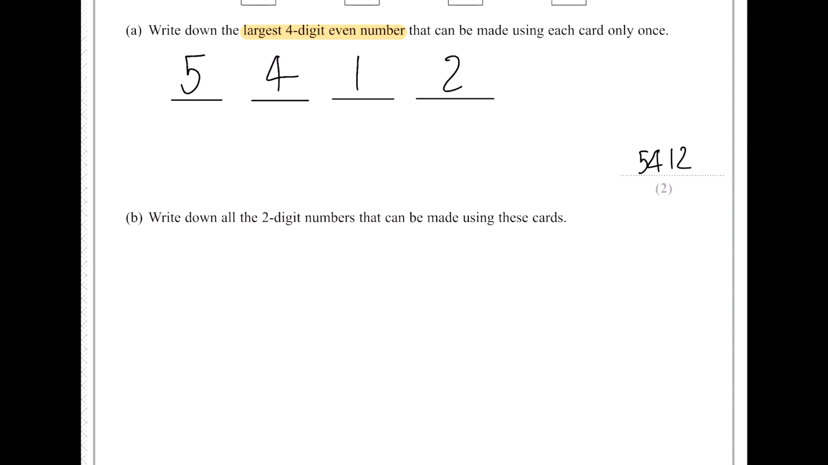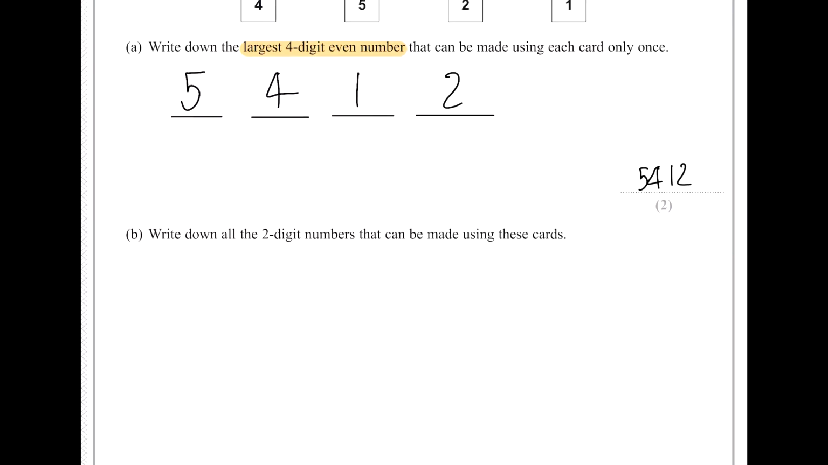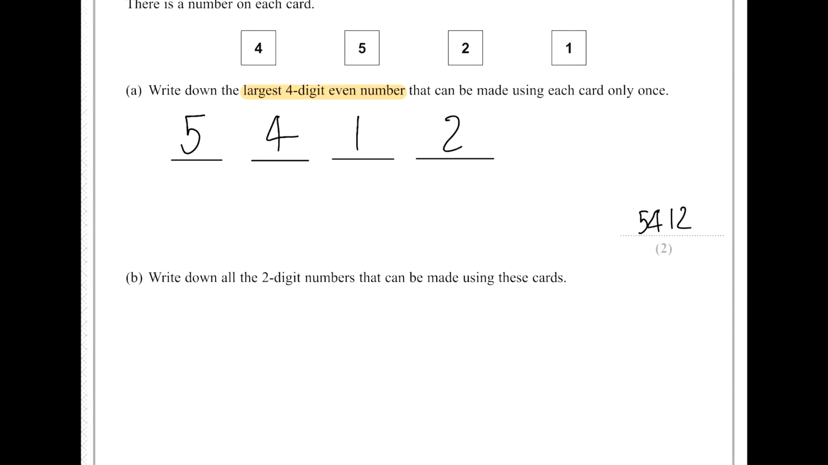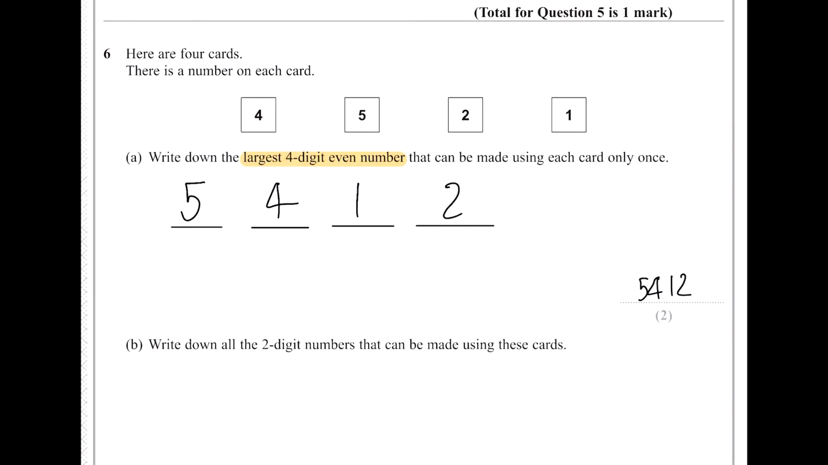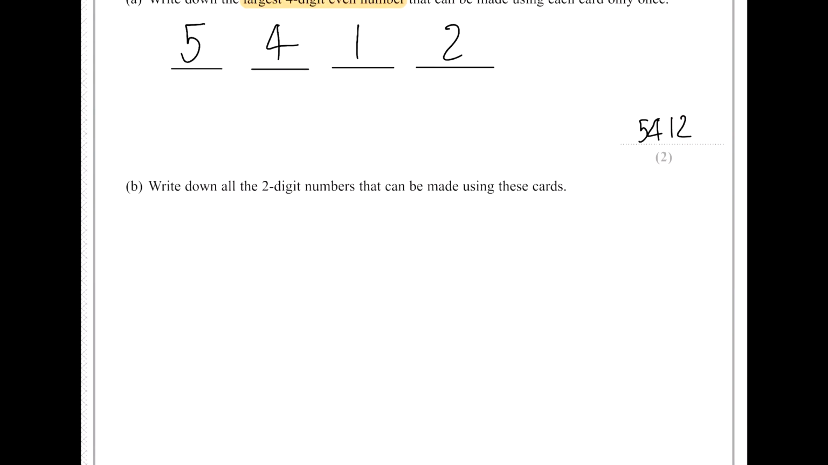Okay, now it says write down all the two-digit numbers that can be made using these cards. Again, I assume that you can't repeat the cards, like it said above. So we have to use this one, this one, this one, and this one only once. So if we do that, we can start off by looking at the number 1 and finding all the other digits that can make a two-digit number. So we could use the 2, we could also use the 4, or we could use the 5.